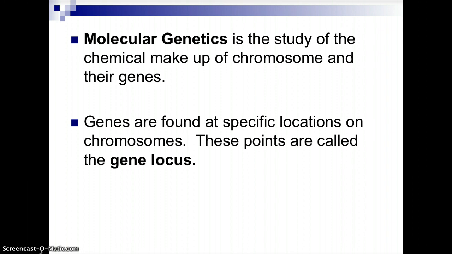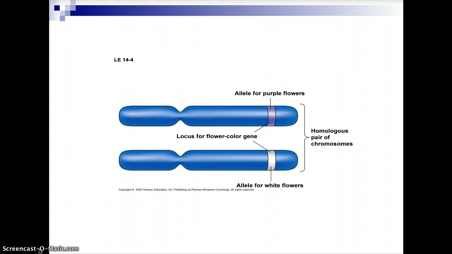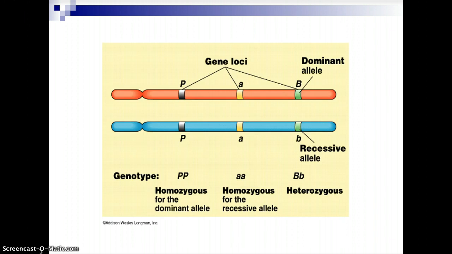Where the genes are found at specific locations on chromosomes, these are points called the gene locus, or you could say the gene loci if you're talking about many genes. If you look at the gene for flower color, there's the locus point on the homologous chromosome pairs, and there you can see on one homologous chromosome the allele for purple flowers, the capital P allele. And on the other homologous chromosome, you see the lowercase p representing the recessive allele for white flower coloration.